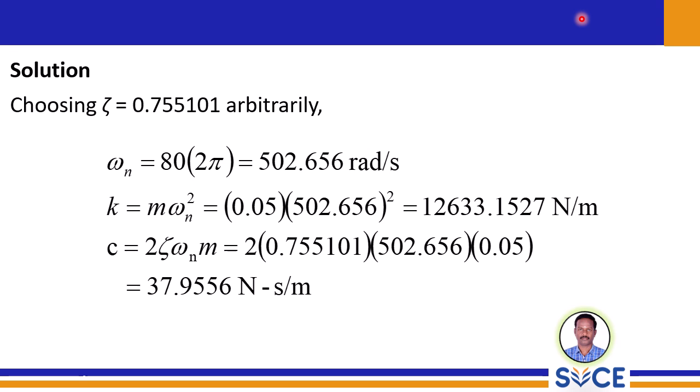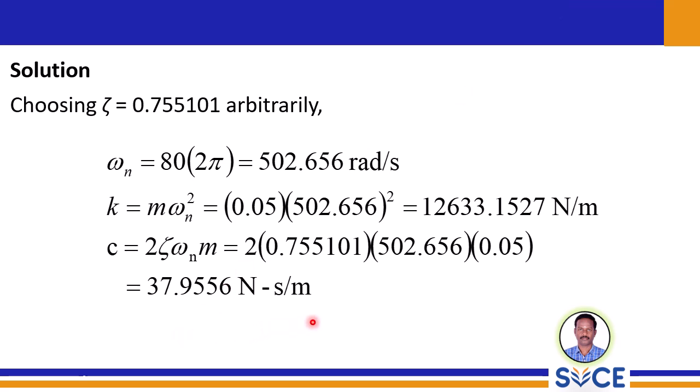The damping formula is given by 2 times damping ratio times natural frequency times mass. We are substituting all the values which are already given. The only thing we calculated here is the damping ratio value, 0.755101. By calculating, we found it is 37.955 Newton second per meter.